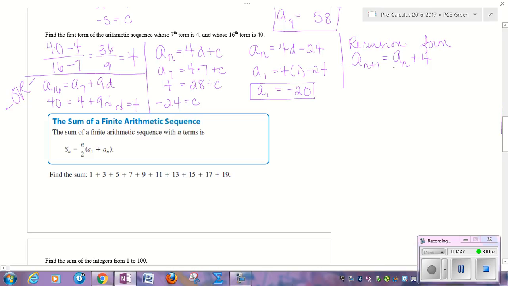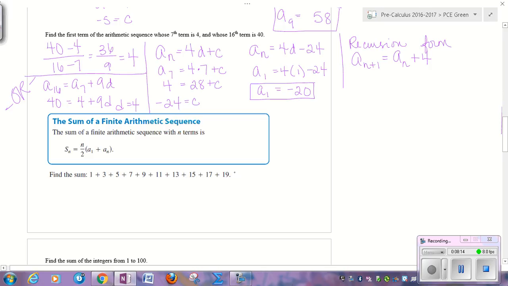If I want to take the sum of a finite arithmetic sequence, that means that I have a specific number of terms that I am looking to add together. The formula, and remember you get a formula sheet on your quest: for the sum, you take however many terms you're adding together, divide it by 2, and then multiply that by the sum of the first term and a sub n, which is the last term in that sequence. So this first one says find the sum of those numbers.